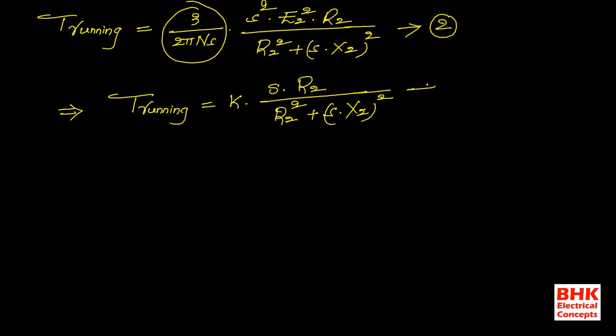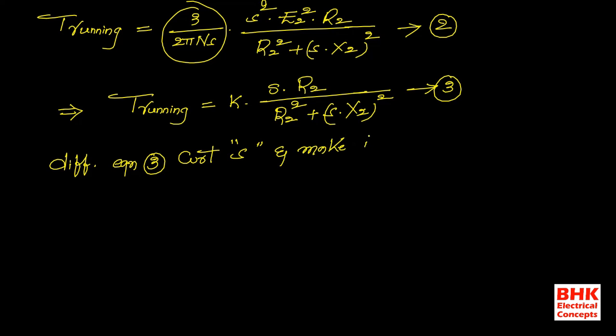Now assume this is equation number 3. To get the condition required for the maximum running torque, we need to differentiate equation number 3 with respect to slip S and make it equal to 0. So differentiate equation number 3 with respect to S and make it equal to 0.